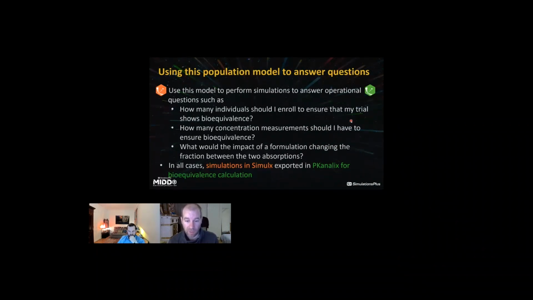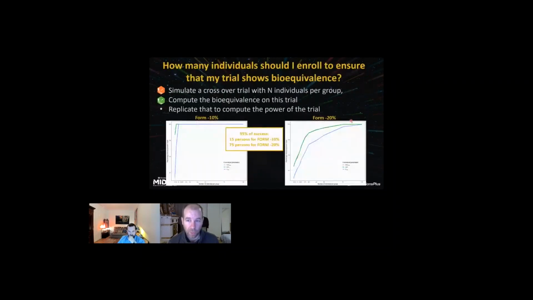In all these cases, what we do is use simulations to generate simulated data sets, and we use PK analytics to perform the NCA and the bioequivalence, answering that question. So for the first question, what we're asking is how many individuals should we have to ensure that my trial shows bioequivalence? What we do is that we simulate a trial, in that case a crossover, but we can simulate any kind of trial with that, with an individual per group, and we compute the bioequivalence on this trial.